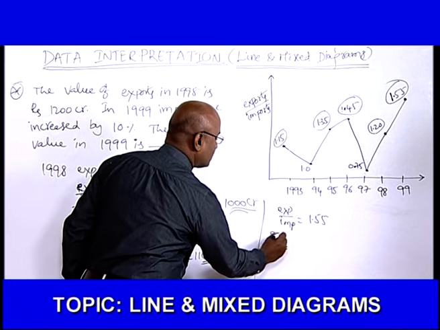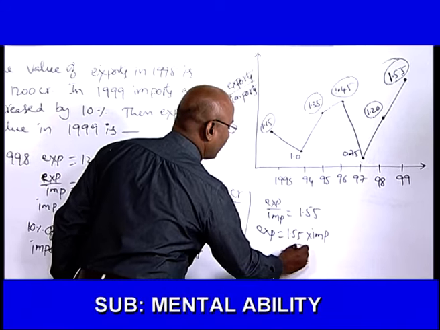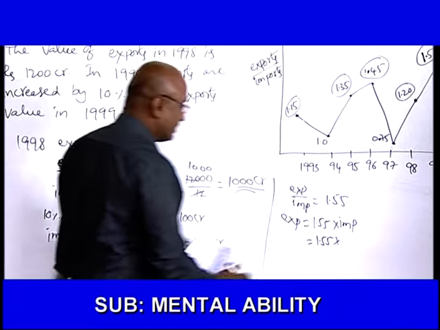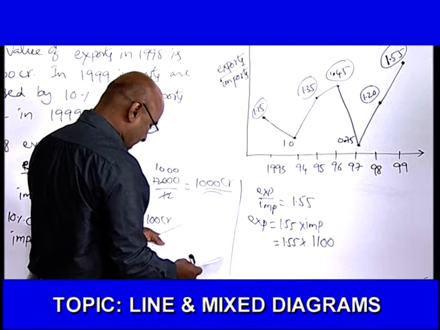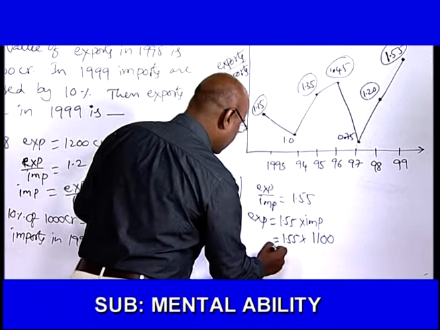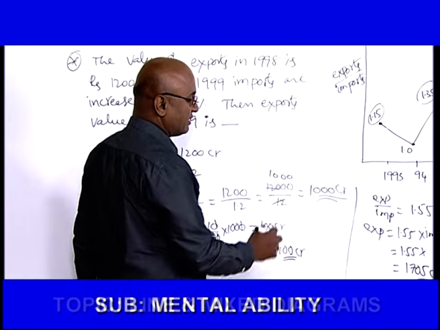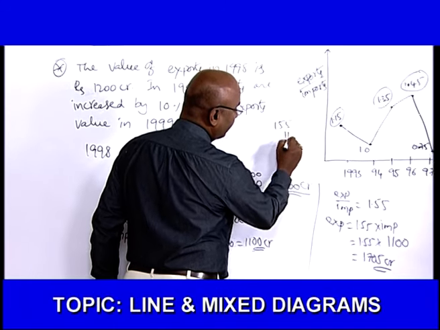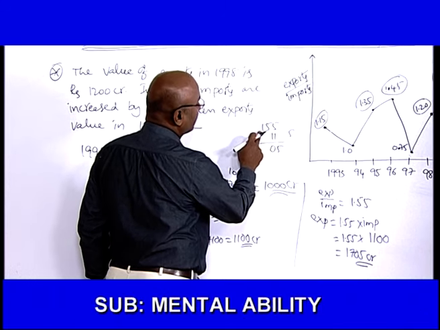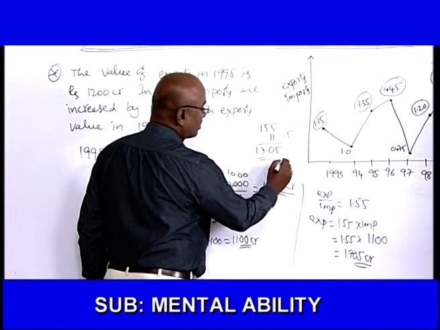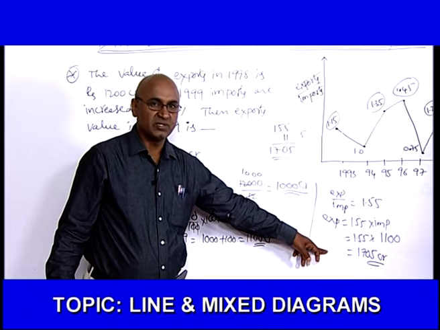Now what is the value to be find out? Exports. So exports is equal to 1.55 into imports, that is equal to 1.55 into 1100 CR. So with the 2 zeros, this point will be nullified and the value is 1705 CR. So 155 into 11, 5 5s are 25... 15 5s are 55 plus 55, 60. And 11 ones are 11, 11 plus 6, 17. So the total value of exports in the year 1999 is 1705 crores rupees.